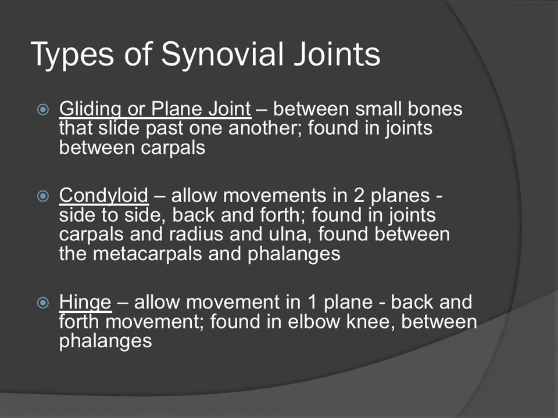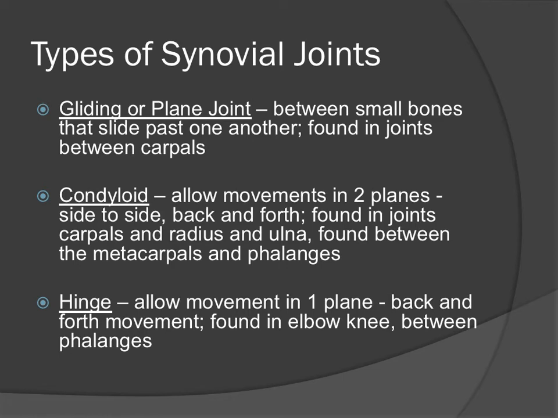Types of synovial joints. You have the gliding or plane joint. This is between small bones that slide past one another, found in joints between our carpals. So gliding permits a wide range of mostly sideways movement as well as movement in one direction, such as your wrist and your ankle.